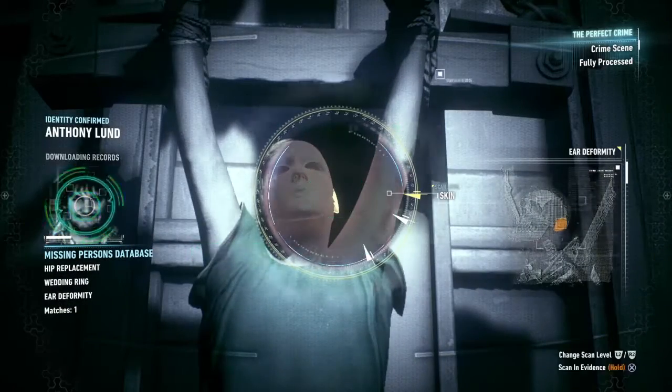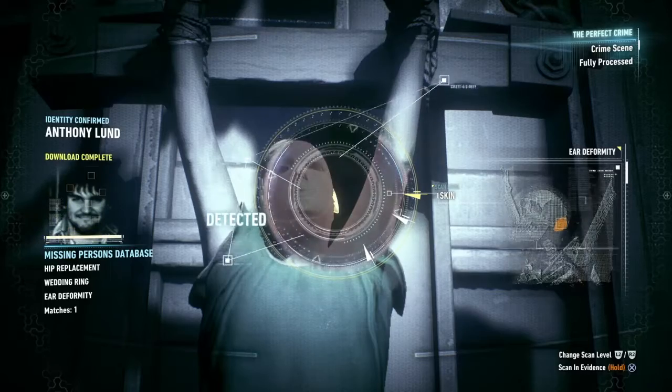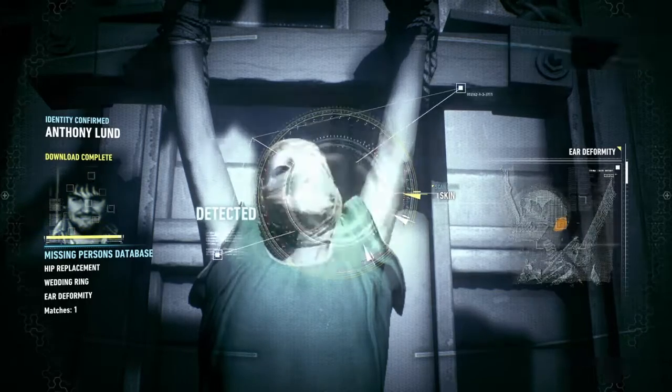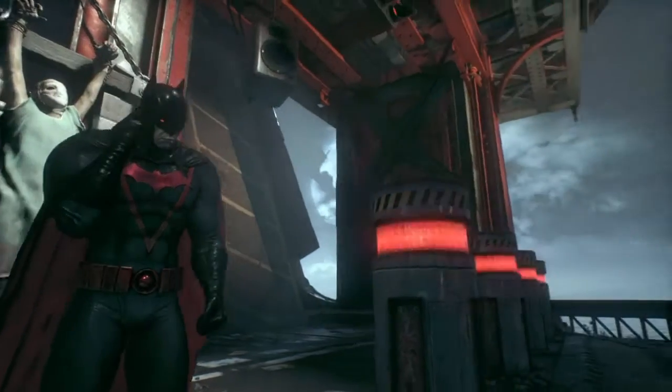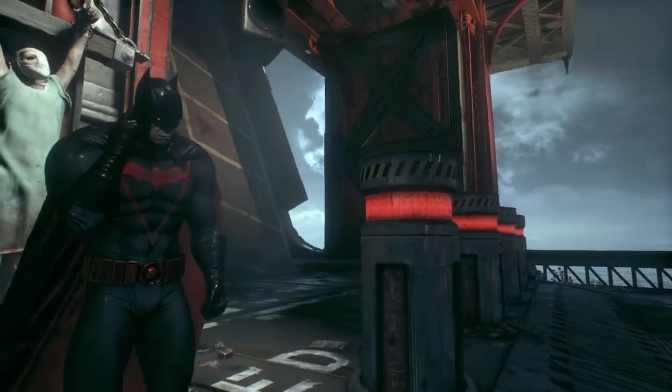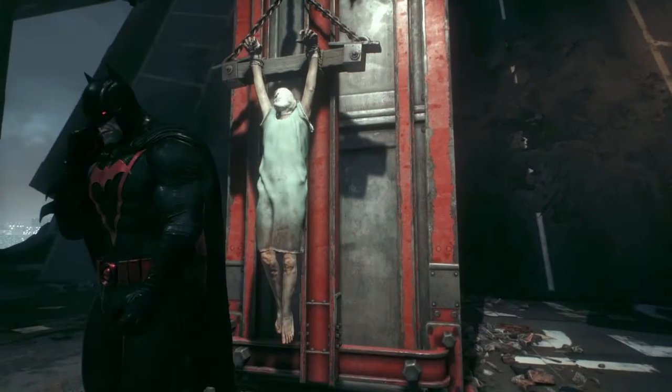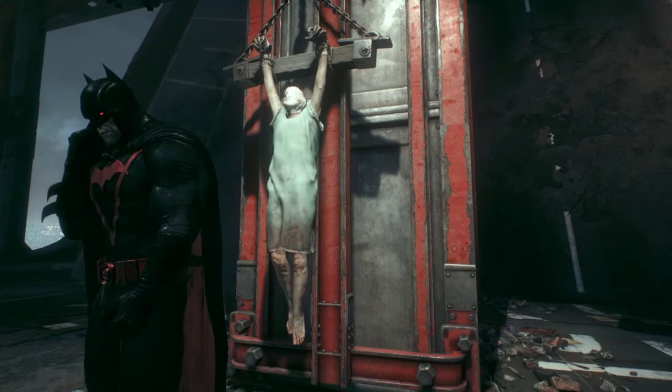Deformity on the left ear. Looks like a result of minor ear agenesis, a birth defect. Alfred, the victim's name is Anthony Lund. Hospital records show he suffered with alcoholism, most probably brought on by the breakdown of his marriage.